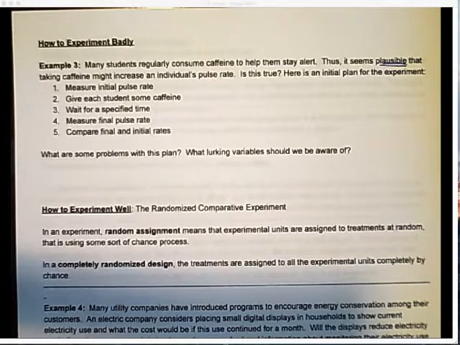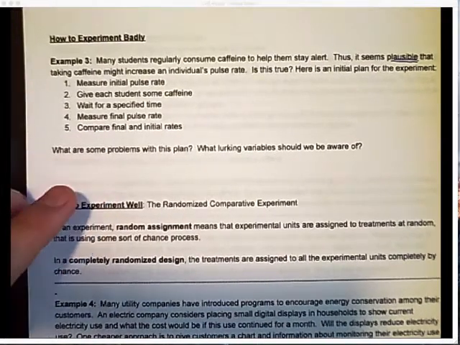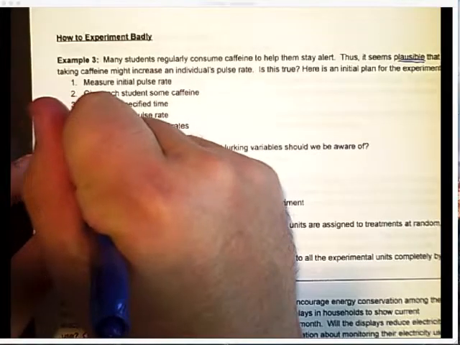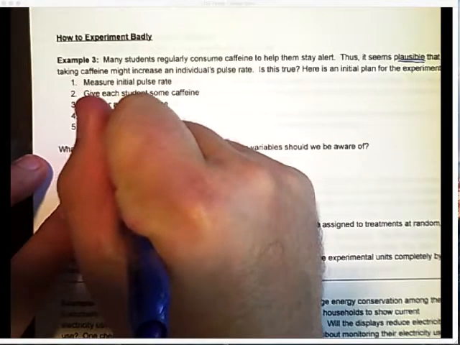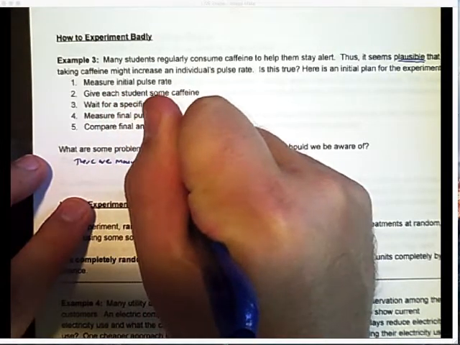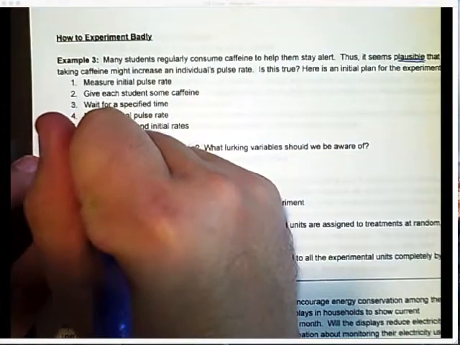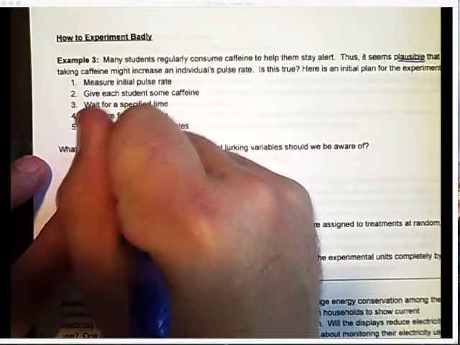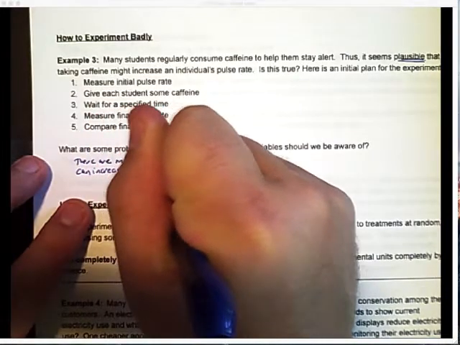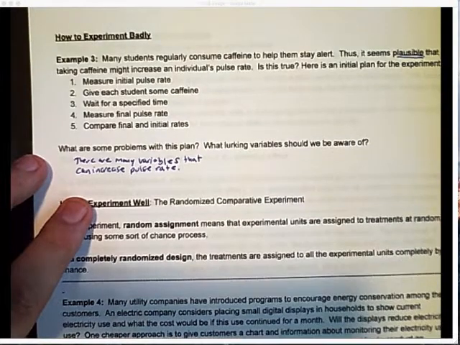What are some problems with this plan? And what lurking variables should we be aware of? Well, the problem with this plan, you can probably think to yourself, there are many variables that can increase pulse rate. Okay. There are many variables that can increase pulse rate.